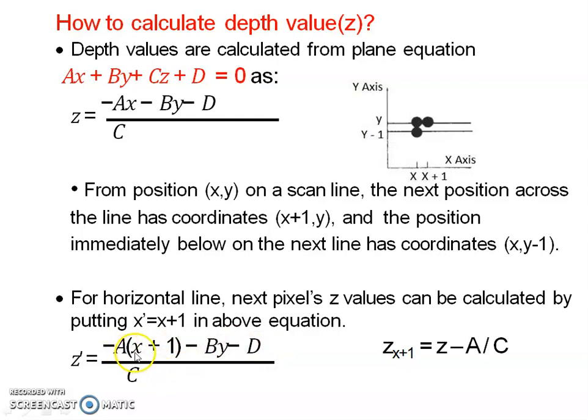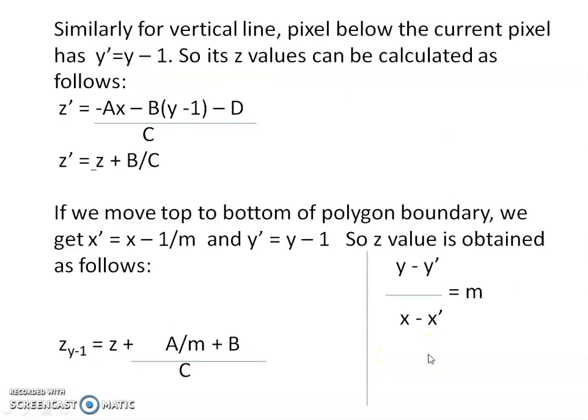That is equal to minus ax minus by minus d minus a by c. So we will get z of x plus 1, or z dash, is equal to z minus a by c.